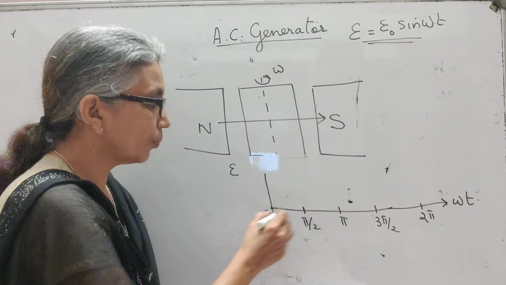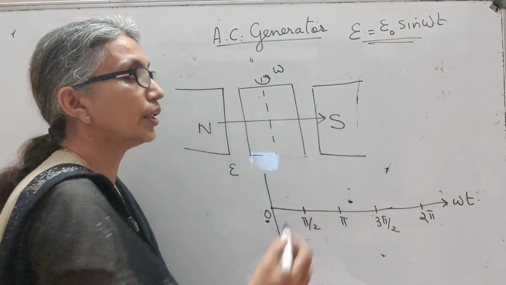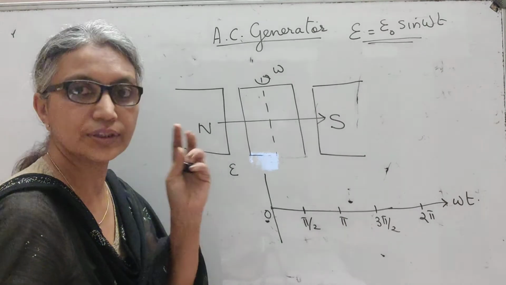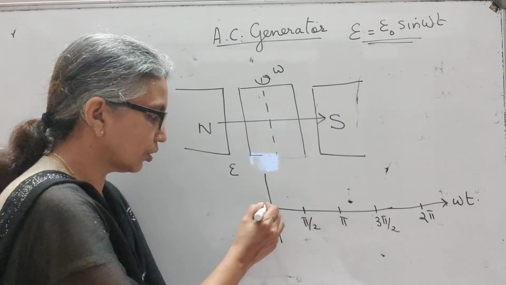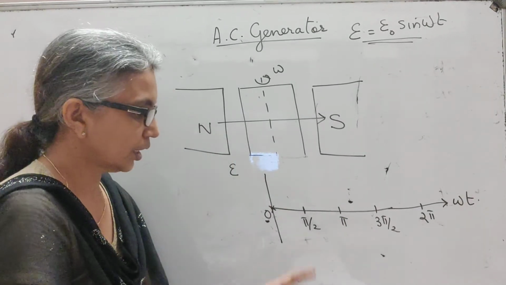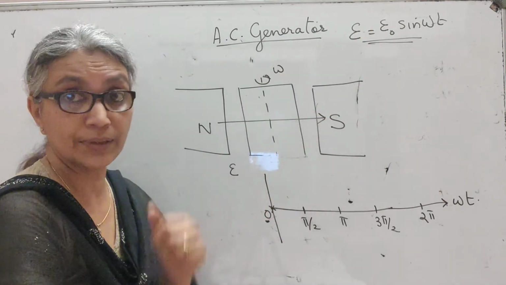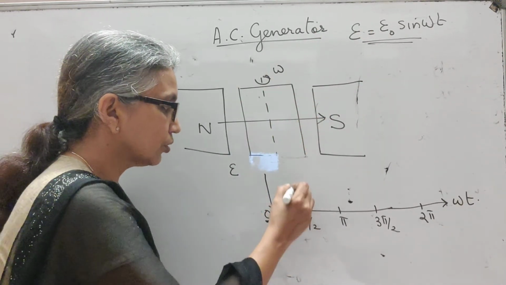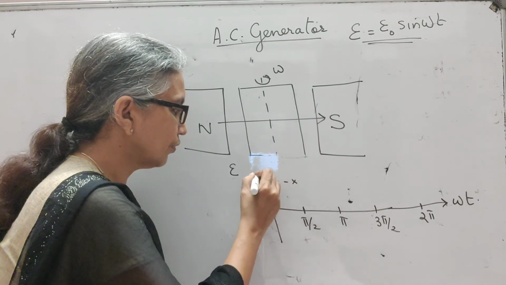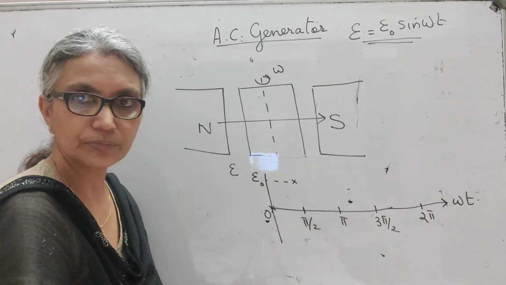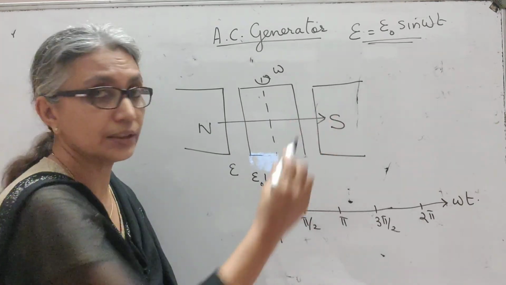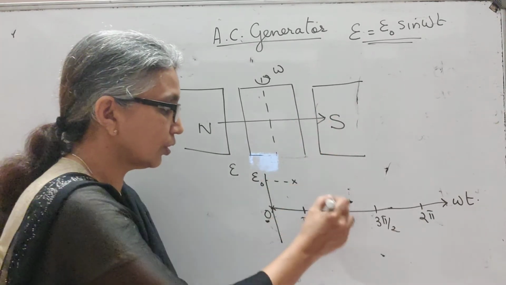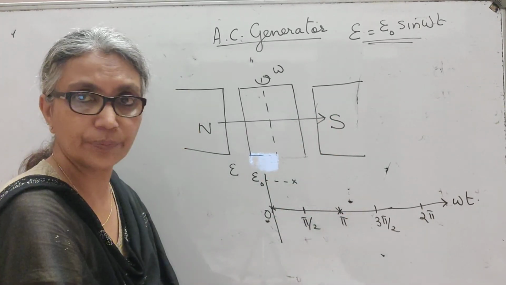Now if I substitute omega t 0 here, then the EMF is E0 into sin 0. Sin 0 is 0. So your EMF is here. Next, if I substitute omega t as pi by 2, sin 90 is 1. So you get maximum EMF. So that will be the maximum EMF given as E0. Then I substitute pi. Sin 180 is 0 again. So your EMF comes back to 0.